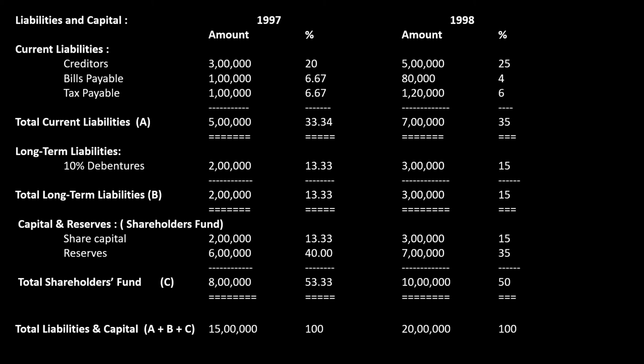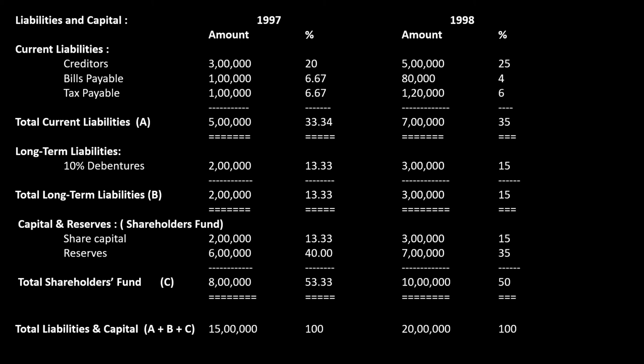2 lakh by 15 lakh into 100 is nothing but 13.33. The total of that is 2 lakh again. 2 lakh by 15 lakh into 100 is the same total, 13.33. Then capital and reserves, that is nothing but shareholders fund. Under that you have share capital and reserves together.